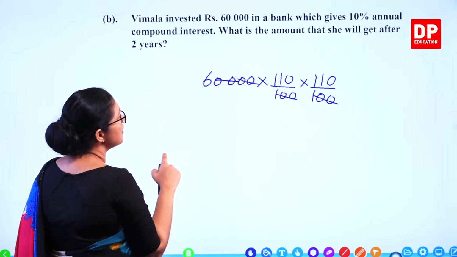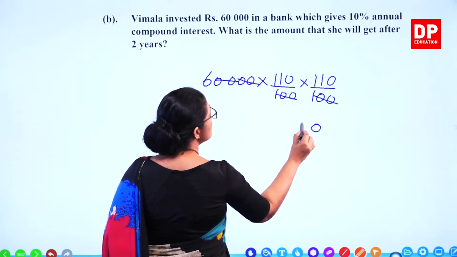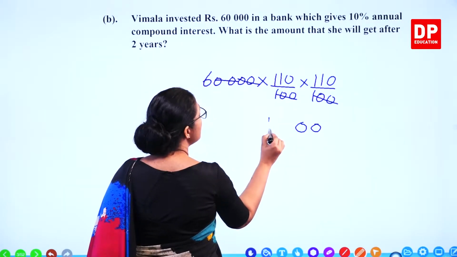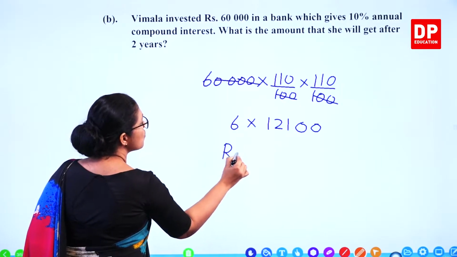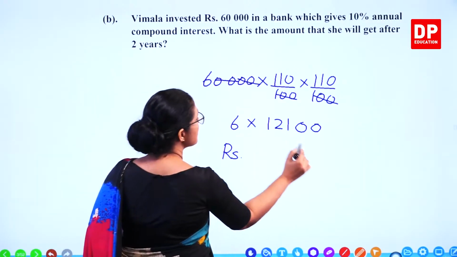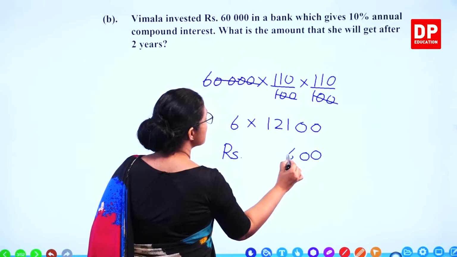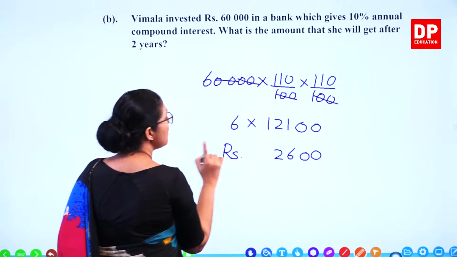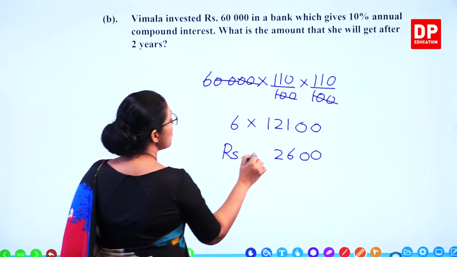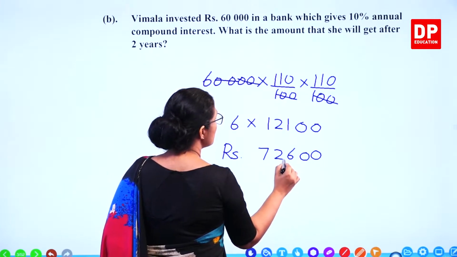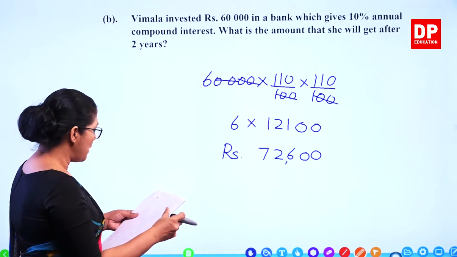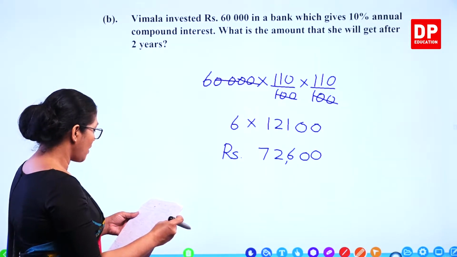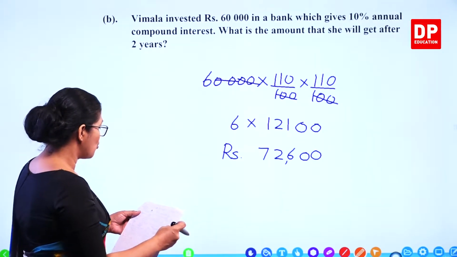So you get 2 zeros here. 11 times 11, 121 times 6. So what's the amount after 2 years? 0, 0, 6. 6 times 2, 12. And 6 times 1, 6 plus 1, 7. So 72,600 rupees. So how many marks for that? You are getting 2 marks for that.